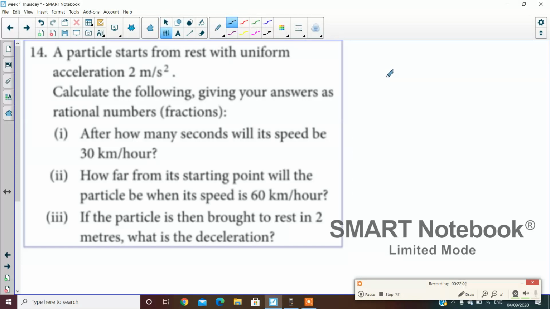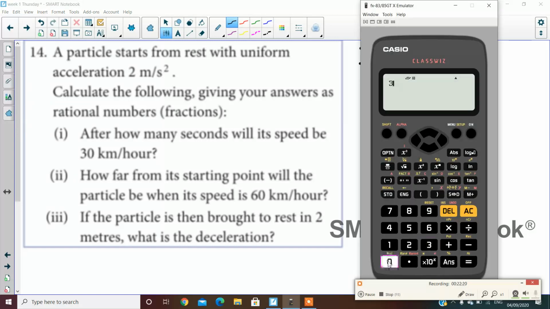A particle starts from rest with uniform acceleration 2 meters per second. Calculate the following, giving your answers as rational numbers, fractions. So we're going to get 30 kilometers an hour, which is 30,000 meters, and you're going to divide that by 3,600. So 30,000 divided by 3,600.